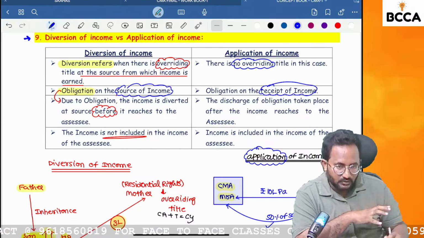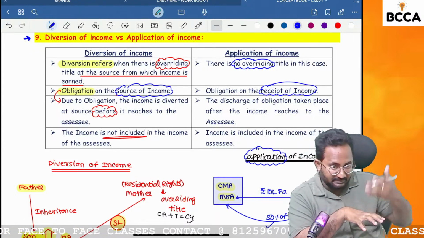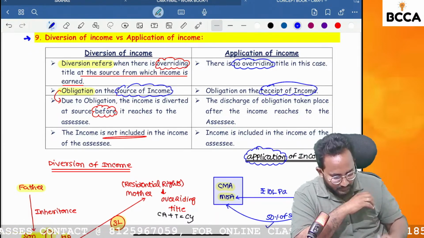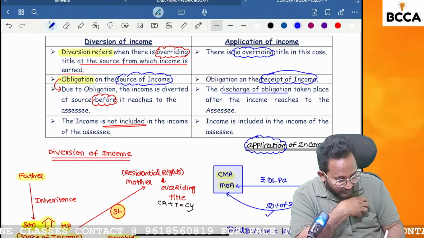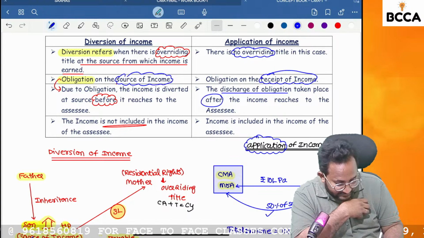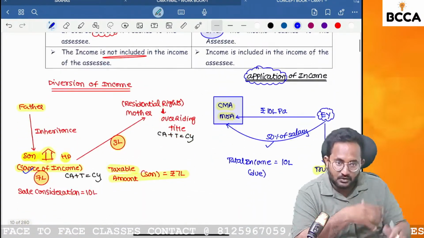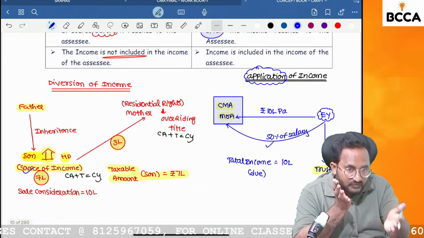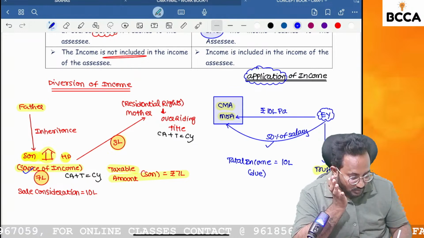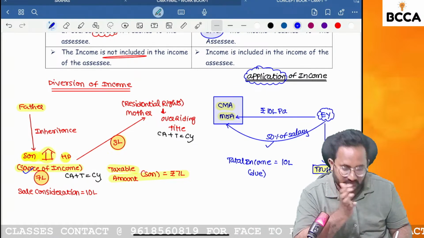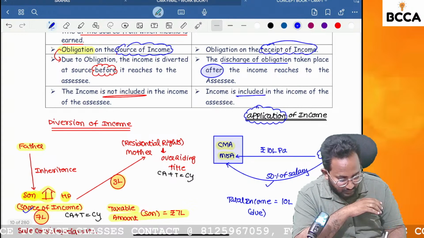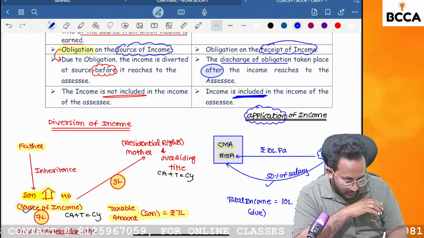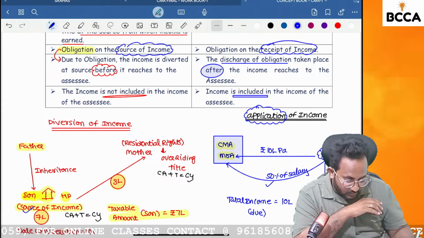Like, you have to receive some amount from some person, maybe salary or remuneration, etc. Third one, discharge of obligation after reaching that amount into the assessee's hands. On due basis you have to receive this amount, but after it reaches your hands, you give it to whom? Trust. Next, is the amount included or not included? Included only.